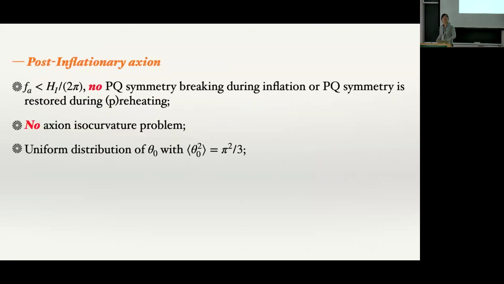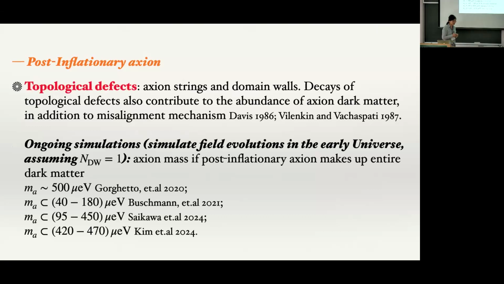The other cosmic scenario for the axion is the so-called post-inflation axion. In this case, the PQ symmetry is either not broken during inflation, or is restored during reheating or preheating. The main advantage of the post-inflation axion is that it doesn't have any isocurvature problem, because there's no axion during inflation, or the isocurvature just washes out afterwards. Then the initial misalignment angle is taken from a uniform distribution between minus pi and pi with a set variance.